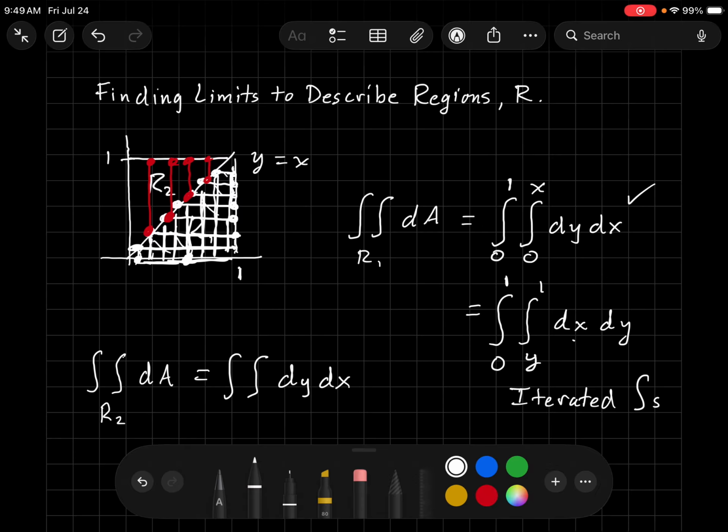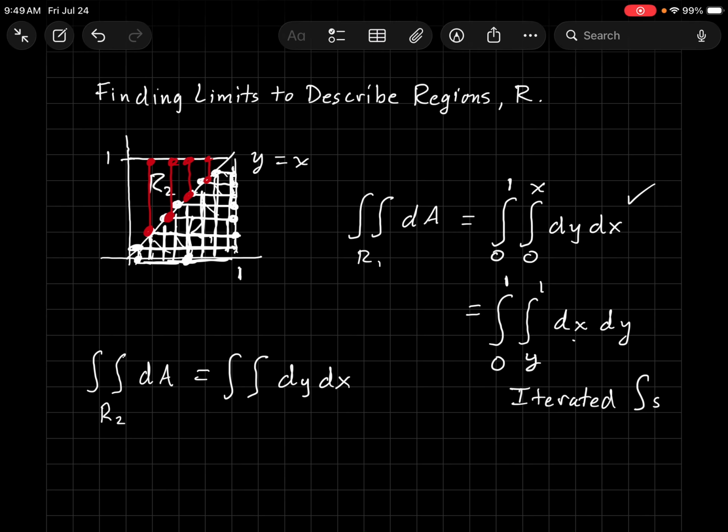So what would my limits be for y? Well, I start making these things at y equals x, and I stop making them at y equals 1. And I started these columns at x equals 0, and I go until I get to x equals 1 way out here at the end.